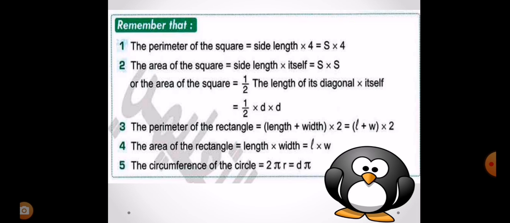Excellent students. Number 3, the perimeter of a rectangle. Who can remember the perimeter of a rectangle? Length plus width, all times 2. Number 4, area of a rectangle: length times width. Excellent. Finally, the circumference of a circle: 2 times pi times r if I have the radius, or pi times d if I have the diameter.